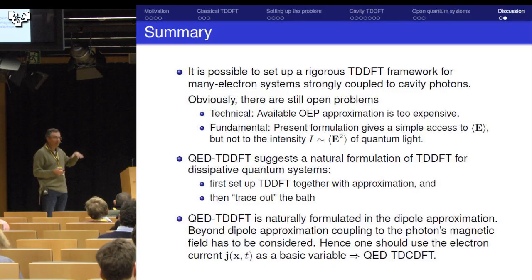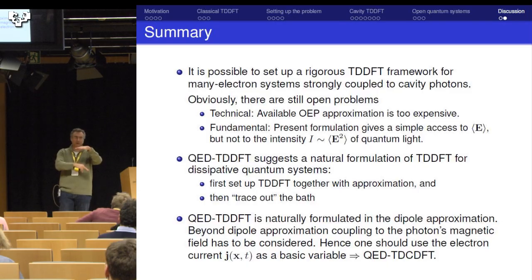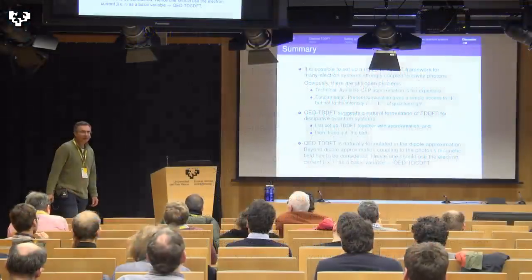Here, we do it in the opposite way. We have the system and the bath, we density functionalize it, set up the approximations, and then trace out the bath already at the DFT level, which leaves the hope that designing the approximations will be a more tractable task. So thank you very much for your attention. That's all I wanted to tell you.